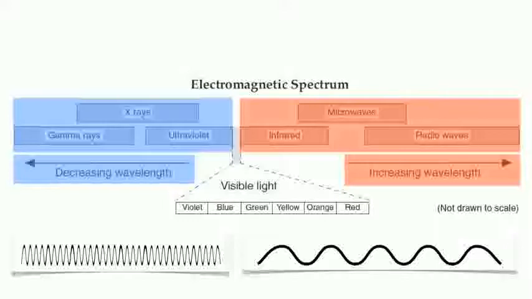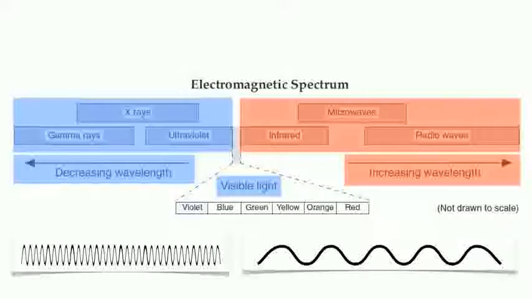Okay? Right in the middle is your visible light. Visible light is actually categorized as a short wavelength. It's going to be in the decreasing wavelength side. Your visible light is the only wave that we can actually detect with our eyes. How do we know?